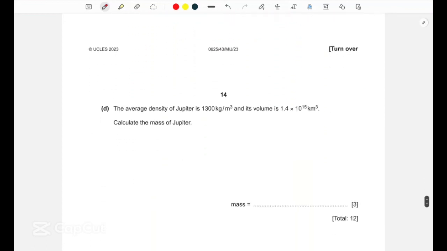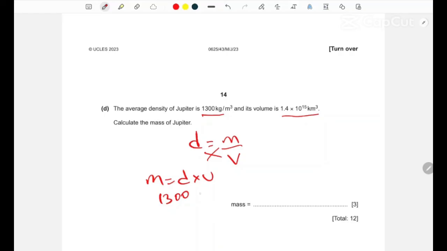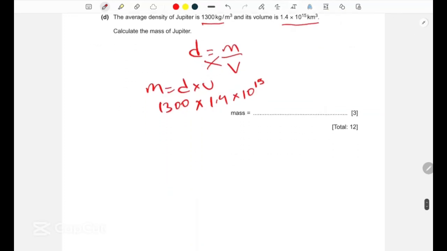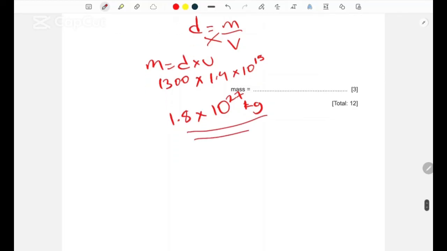Part D. The average density of Jupiter is 1,300 kilograms per meter cubed. The volume is 1.4 times 10 to the power 15 kilometers cubed. Calculate the mass of Jupiter. So we know that density equals mass over volume. So mass is going to be density times volume. So density is 1,300 and volume is going to be 1.4 times 10 to the power of 15. So now when we multiply this, we can put it in standard form, and then we can get 1.8 times 10 to the power of 27. That's going to be our answer. Kilograms, of course. So we can see that Jupiter has a high mass, very high mass.